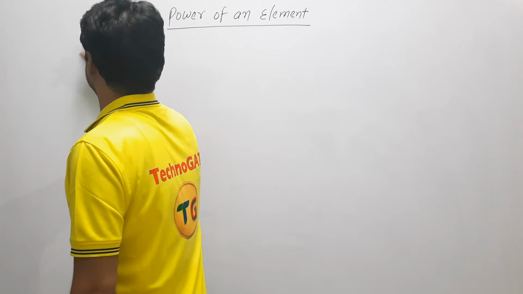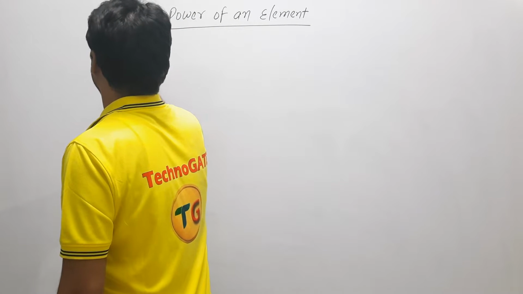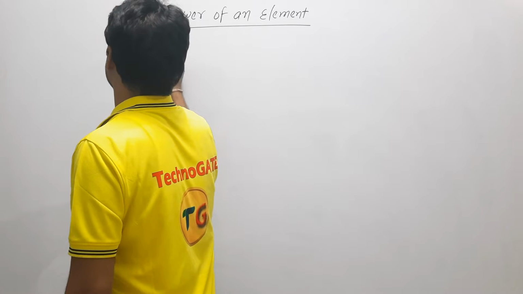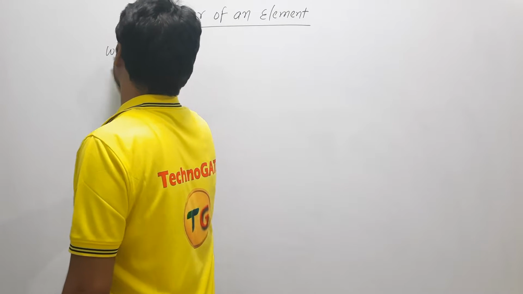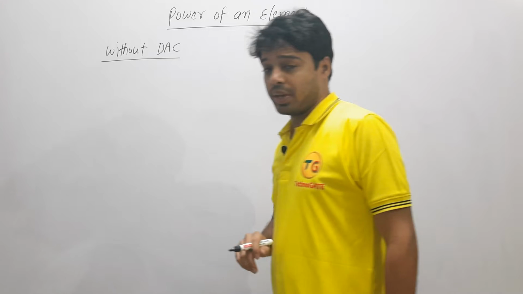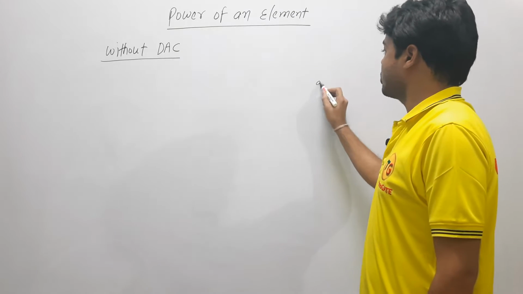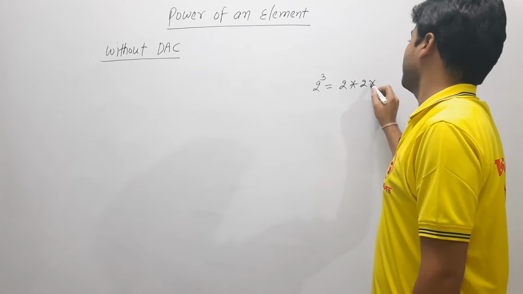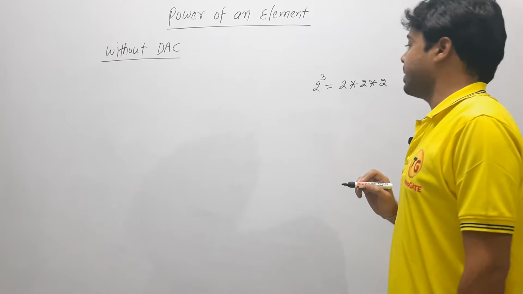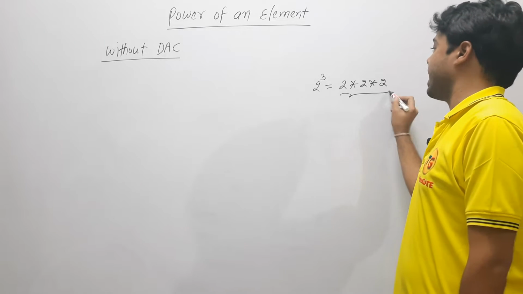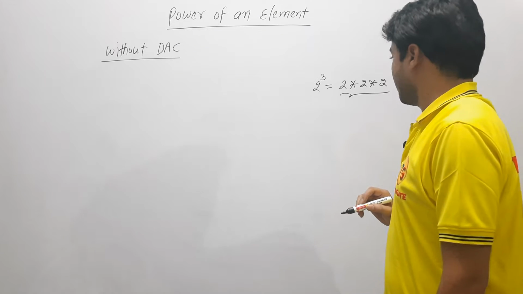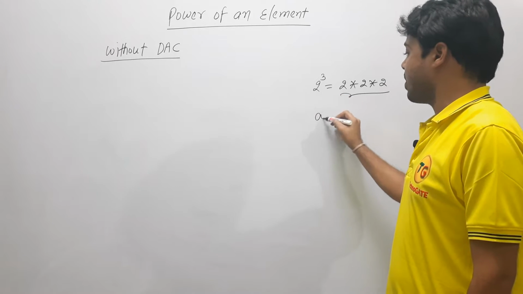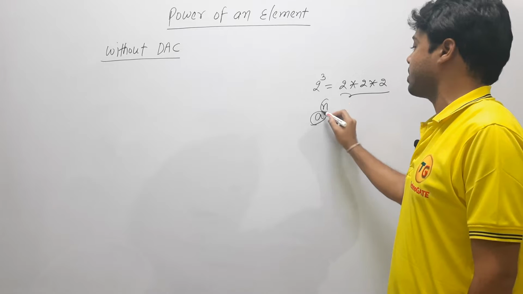First of all, we will discuss without divide and conquer here. So we know that suppose that is 2 raised to power 3 here. So what will happen? 2 into 2 into 2. It means we are multiplying 2 three times here. So that is a raised to power n here, where a is the base and n is the power.